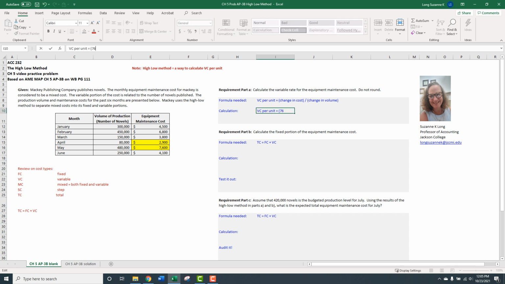So 7,600 minus 2,900. That is the change in cost. How much did cost change between the highest and the lowest amount? And that's it. That's all it is. So don't make it any harder than that. Think Sesame Street. Think Blue's Clues. Think Dora the Explorer. Which number is the biggest? Which number is the smallest?